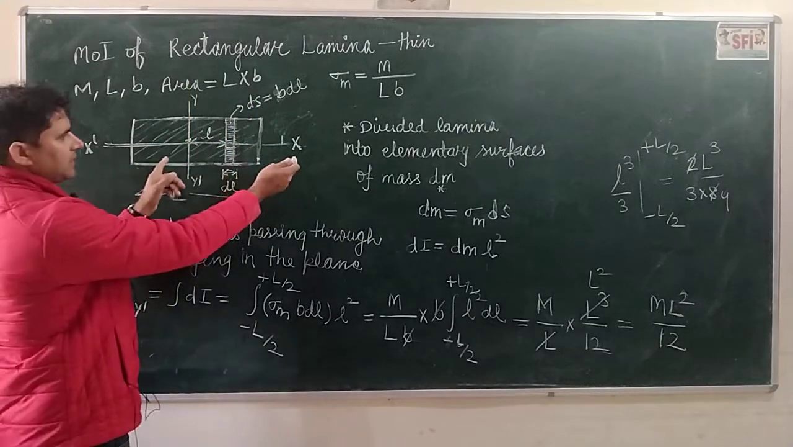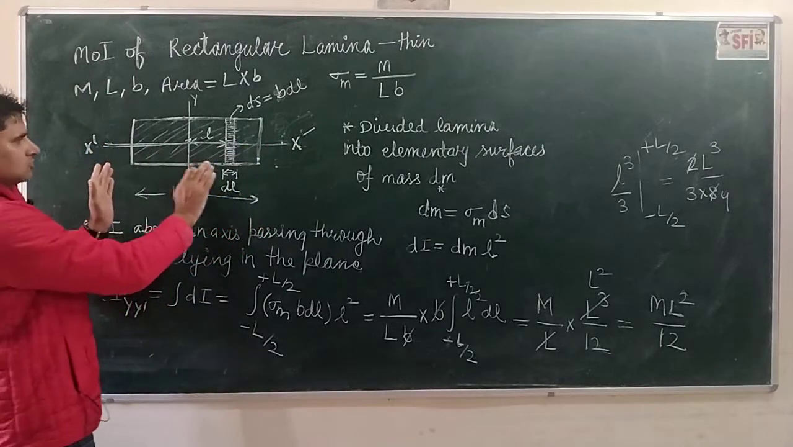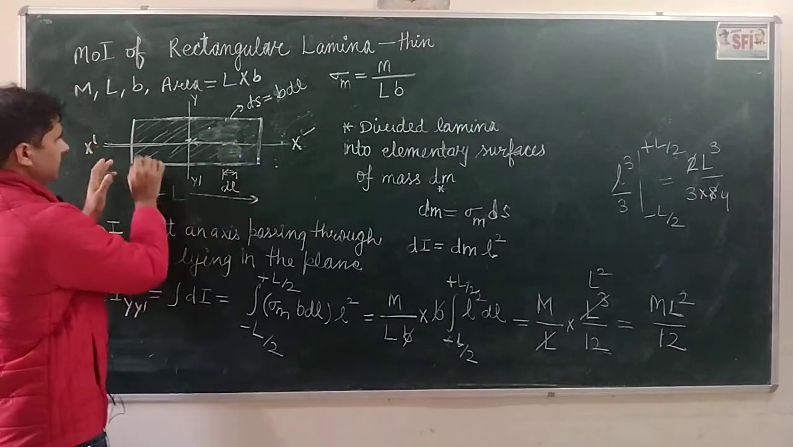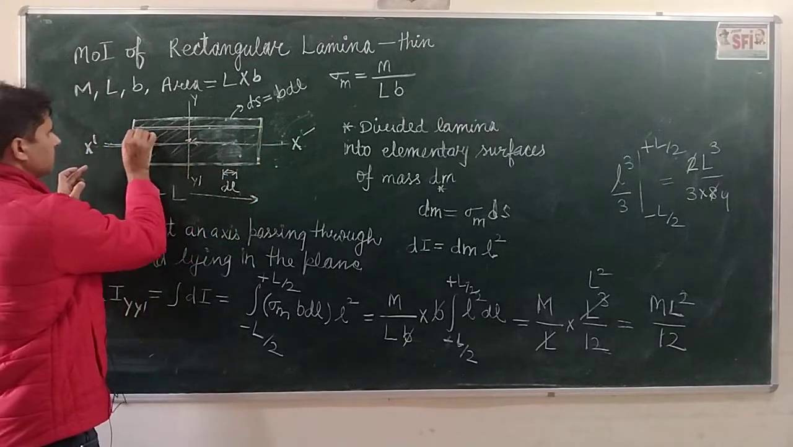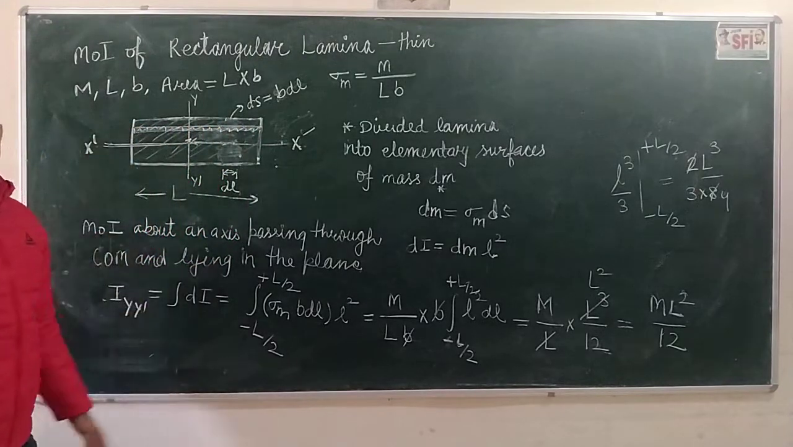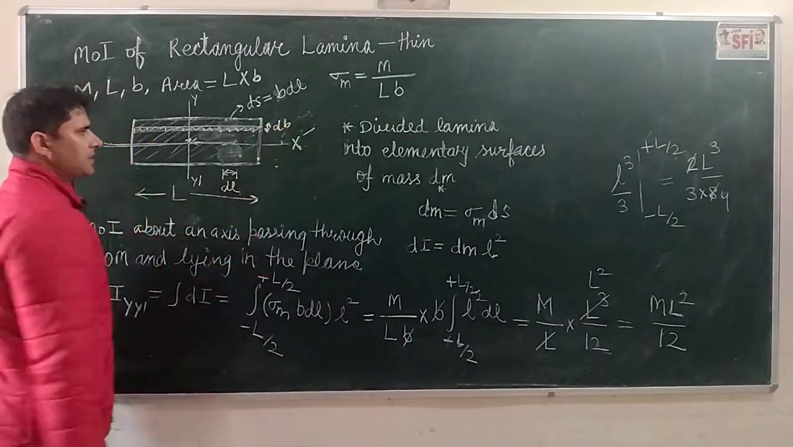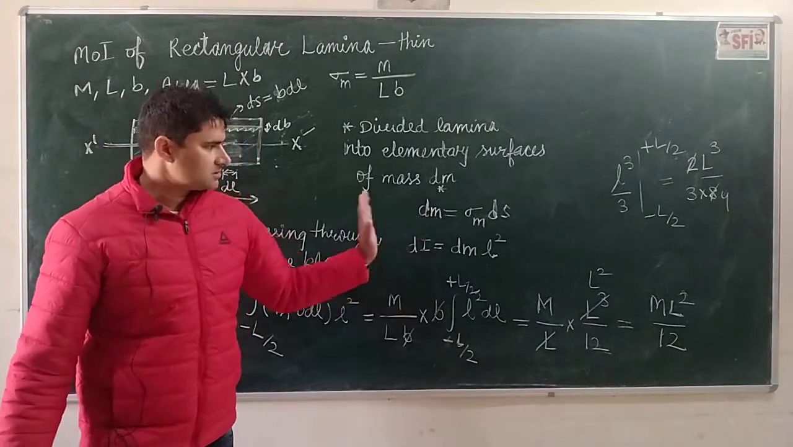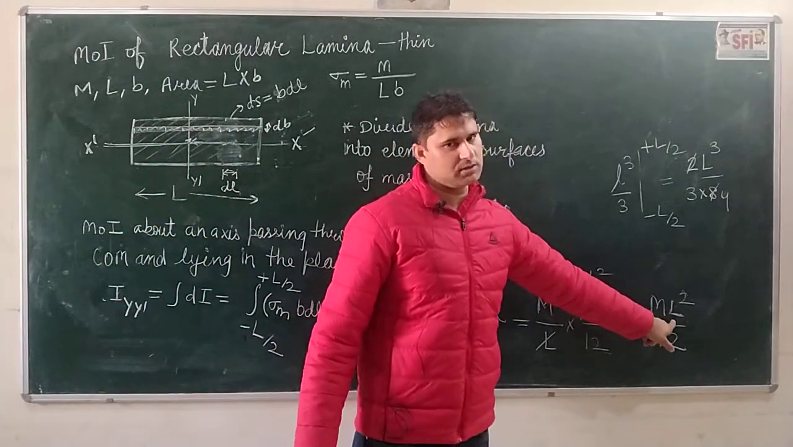Now what will you do to find the moment of inertia about this axis which is along the length and passing through the center of mass? You will make a change here. The elementary surface you will now take along the length. This will be the elementary surface, and its thickness you can take as db, and you are to integrate it from minus b by 2 to plus b by 2, and you will get the same result. There will be a change, you will get b square here.